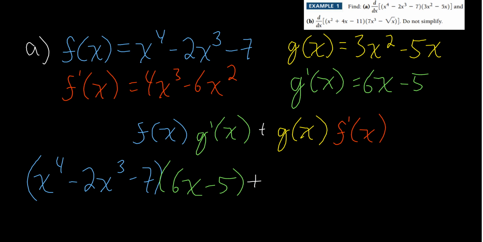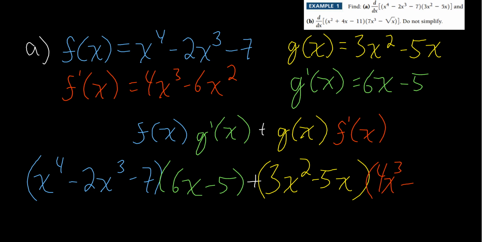We don't have to do that. Anyways, g of x was 3x squared minus 5x, and then multiplied by f prime of x, which was 4x cubed minus 6x squared. Okay, and I believe that'll do it. All right, so that was A. So let's do B now.